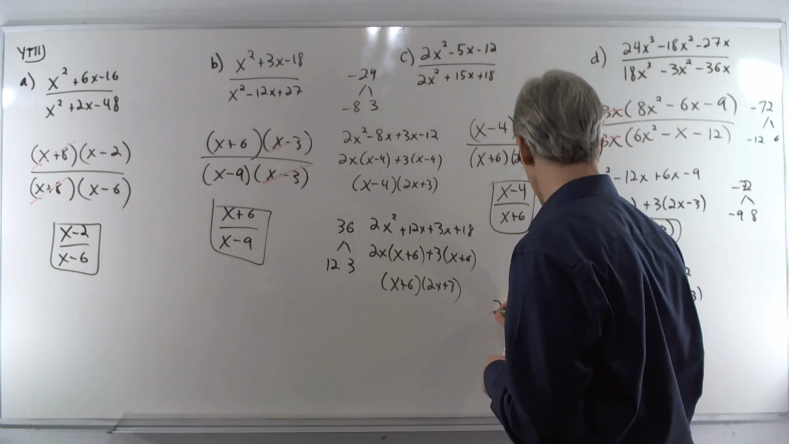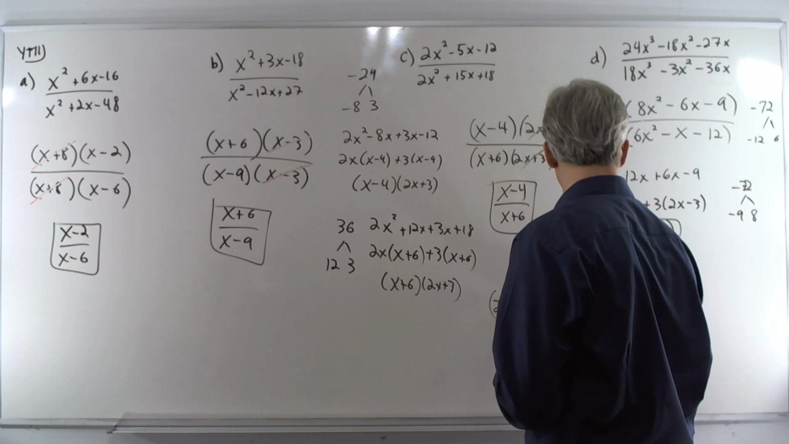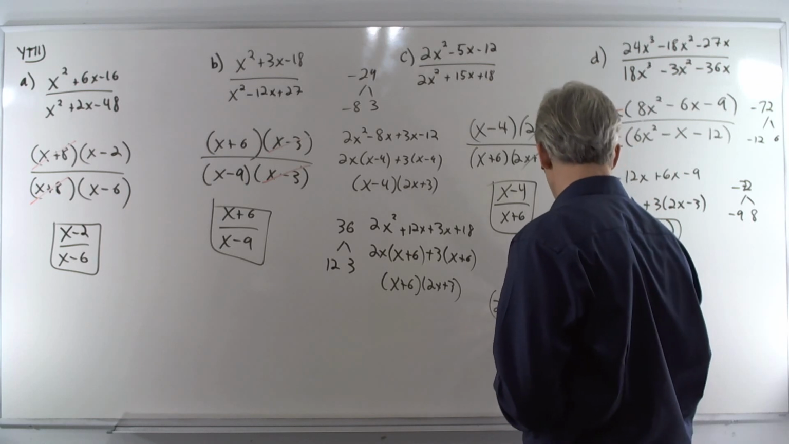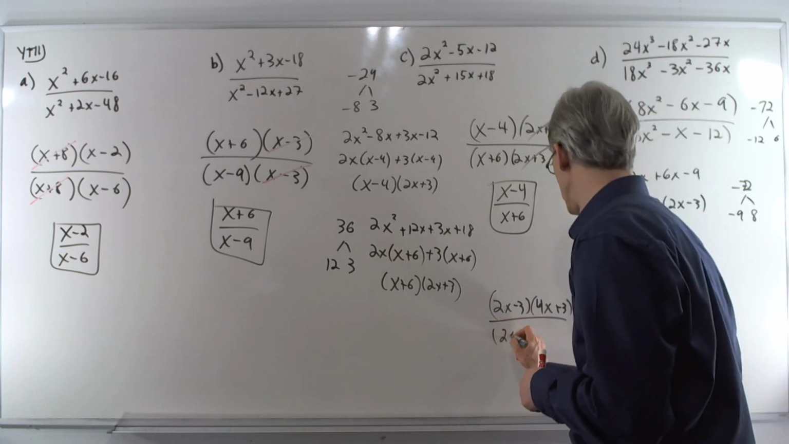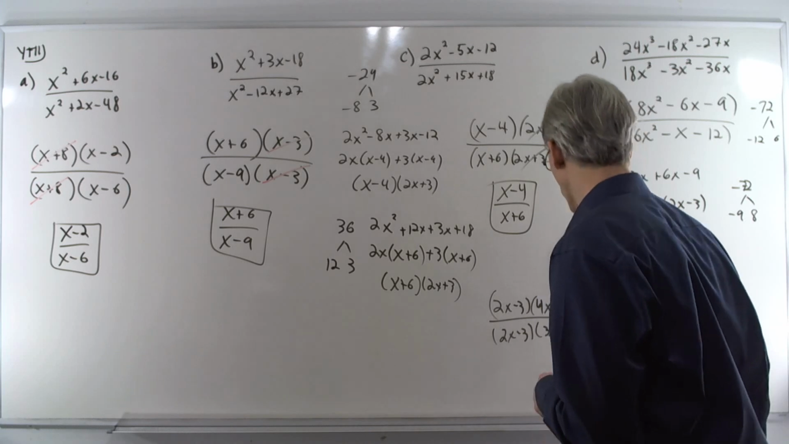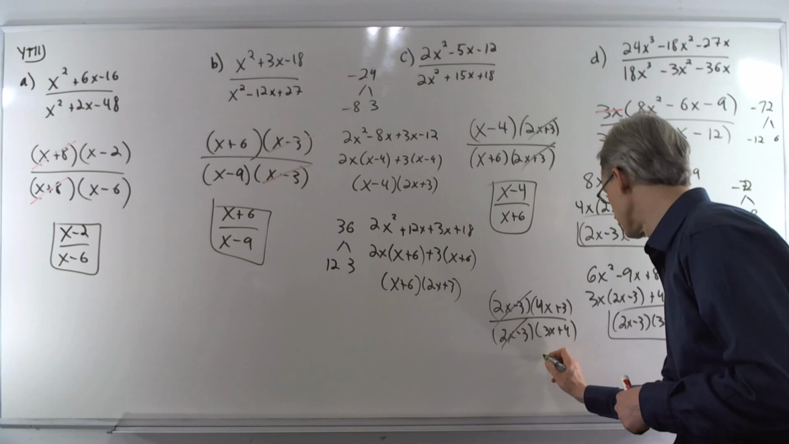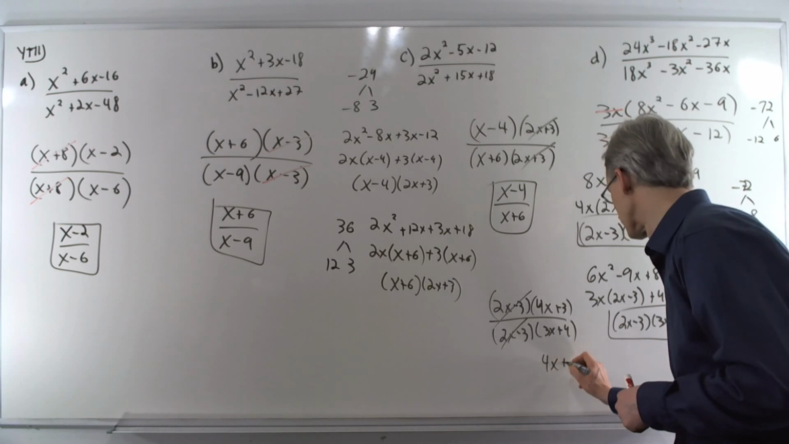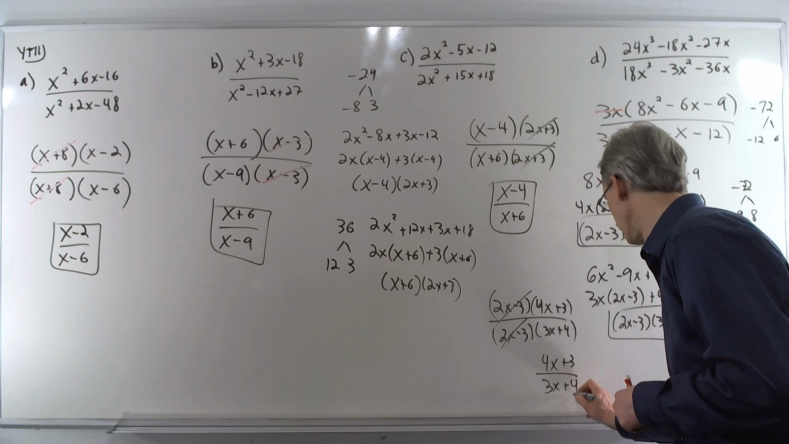So we'll rewrite this as 2x minus 3 times 4x plus 3 over 2x minus 3 times 3x plus 4. All right, now we got a match here. 2x minus 3's cancel, and that leaves us 4x plus 3 over 3x plus 4.